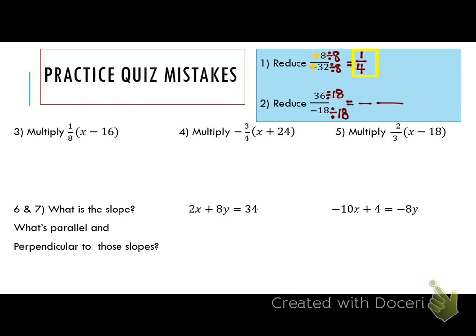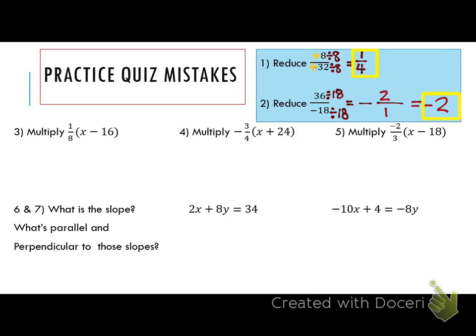All right, what is 36 divided by 18? 2. And then negative 18 divided by 18? Yeah, negative 1. All right, so I have negative 2 over 1. Is this fully reduced? No. What is it fully reduced to? Negative 2. Negative 2.